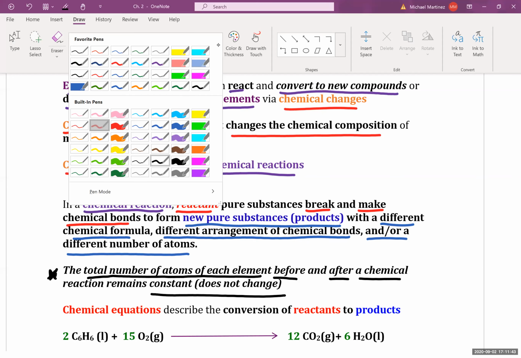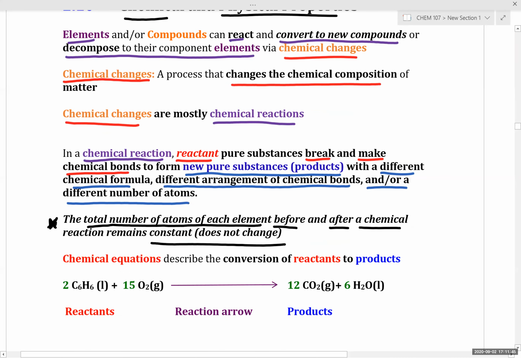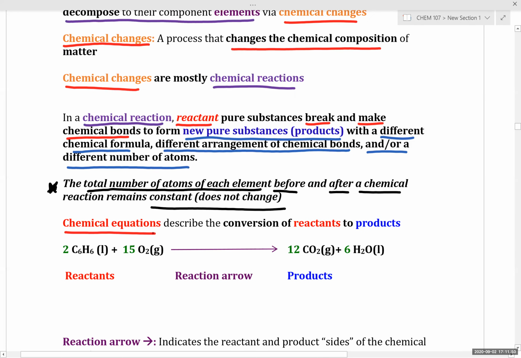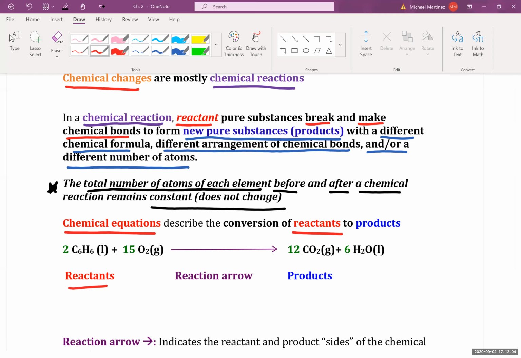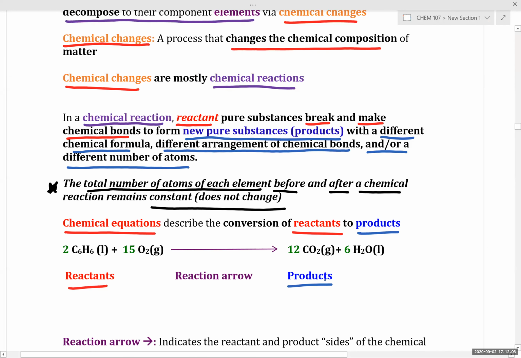So, with chemical changes, we change the chemical composition of matter. Chemical equations represent and describe chemical changes and chemical reactions by describing the conversion of reactants, our starting materials, to our products. So reactants are the chemical species that are reacting in our chemical reaction. Products are the chemical species produced in our reaction.